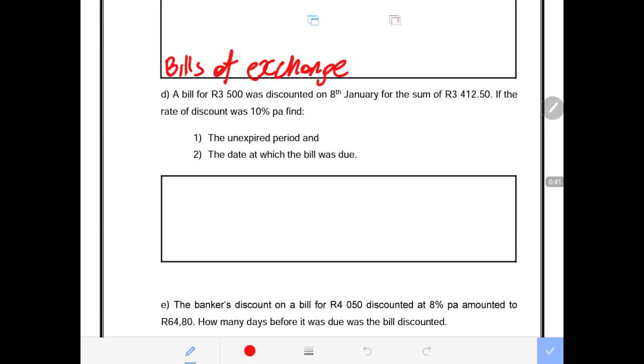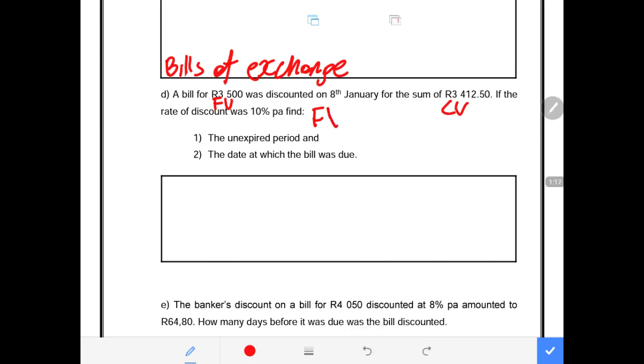A bill for 3,500 was discounted on the 8th of January for the sum of 3,412 rand 50 cents. So we know that this is the face value of the bill, and this is the cash value of the bill. I want to highlight that the face value is always greater than the cash value of the bill. Not sometimes, always. It will never be that the face value of the bill is less than the cash value of the bill.